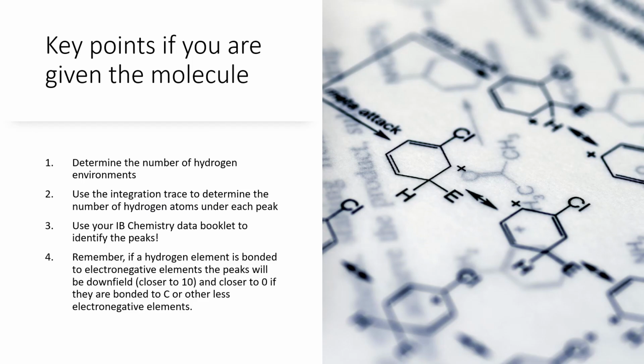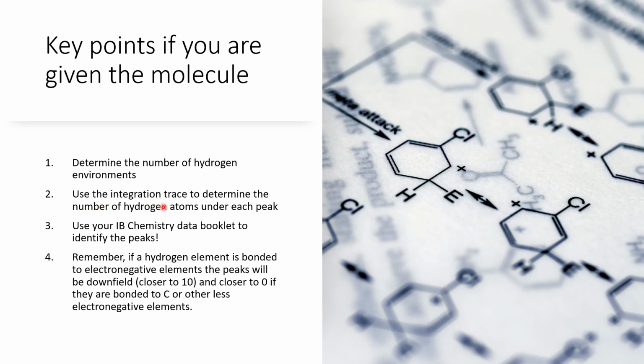The key points here, if you are given the molecule: first of all, determine the number of hydrogen environments. This is really important because once you figure out how many hydrogen atoms you have, and how many environments they belong to, then it's really easy to identify the peaks that you have, okay? Because they're related to each other.